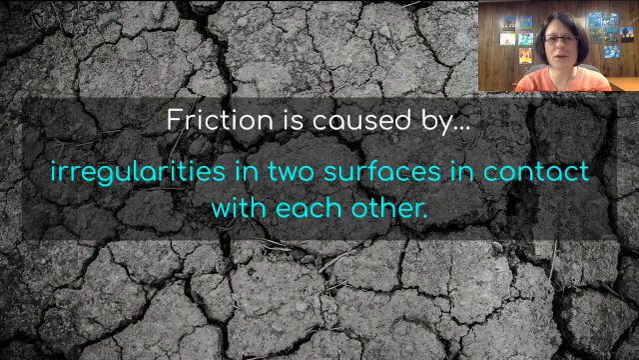So the first thing we need to know is that friction is caused by irregularities in two surfaces in contact with each other. And so I have a really cracked surface back here in the background, because even smooth surfaces, something like a very smooth floor, even ice, if you were to magnify them, they would look like they have cracks and irregularities in them if you looked very, very closely and magnified them. And so that is what is catching.